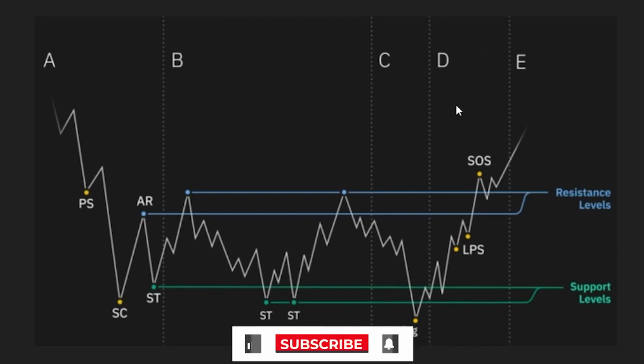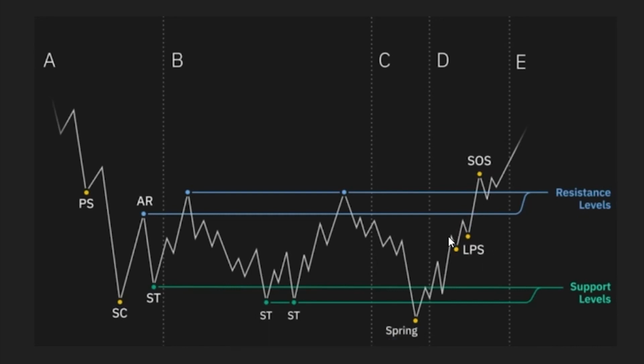Enter phase D. Typically, phase D shows a significant increase in trading volume and volatility. It usually has a last point of support, marked here by LPS, making a higher low before the market continues up higher. This often precedes a breakout of the resistance levels, which in turn creates higher highs. This indicates signs of strength. Previous resistance then becomes a support level.